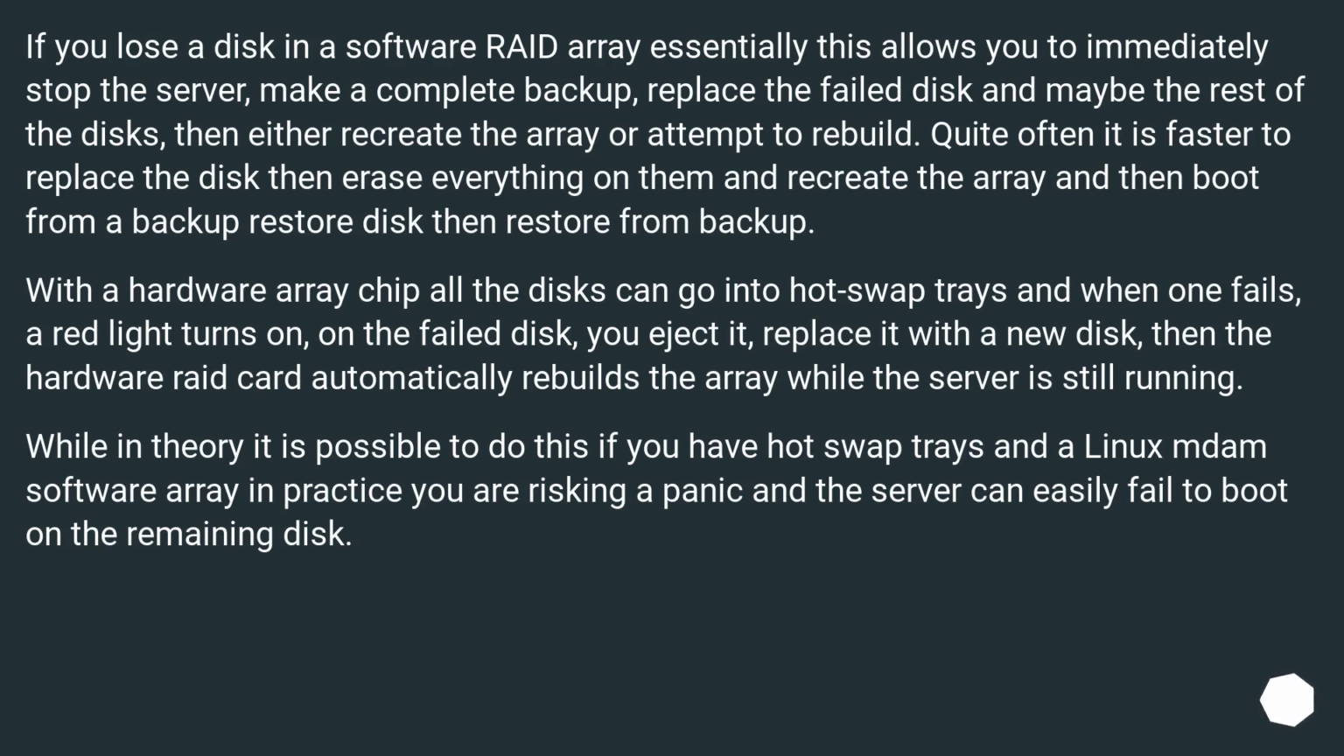With a hardware array chip, all the disks can go into hot swap trays, and when one fails, a red light turns on the failed disk. You eject it, replace it with a new disk, then the hardware RAID card automatically rebuilds the array while the server is still running. While in theory it is possible to do this if you have hot swap trays and a Linux mdadm software array, in practice you are risking a panic and the server can easily fail to boot on the remaining disk.